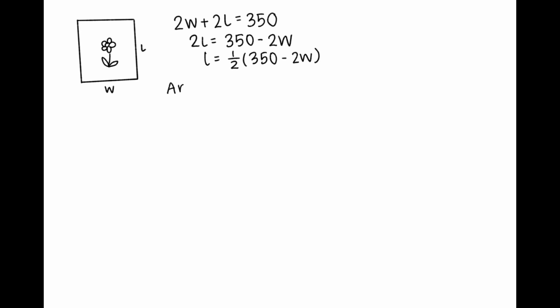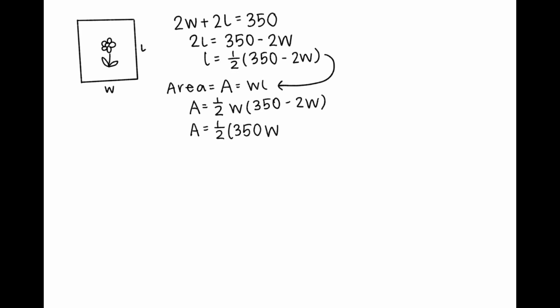You also know that the width times length results in the area of the yard. If the length is 1/2 of 350 minus two widths, then the area in terms of width is width times half of 350 minus two widths. To find the absolute area, or A, you will have to optimize it by deriving it.